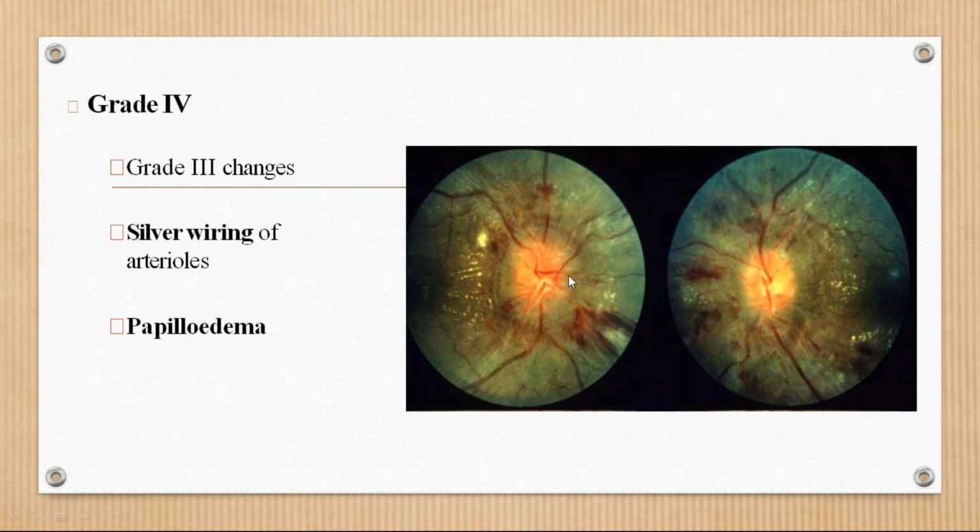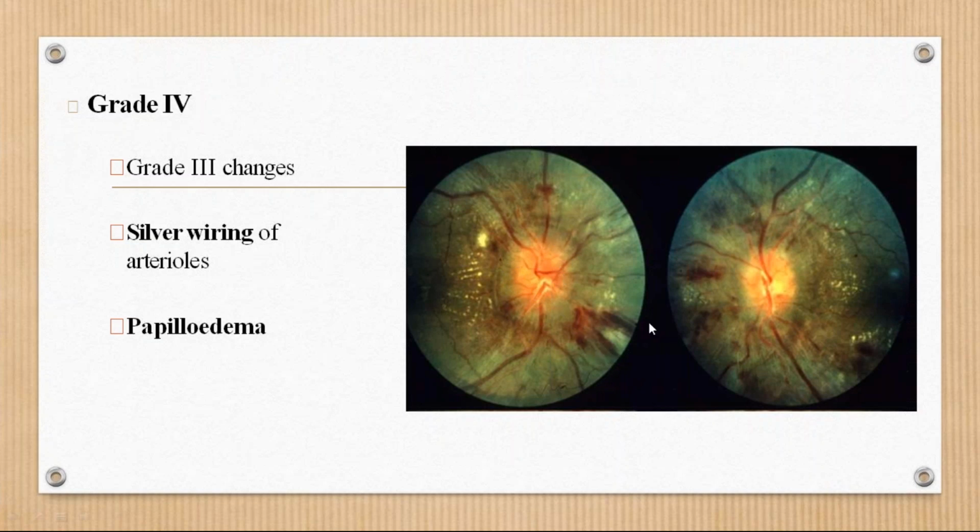So features of grade 4 include features of grade 3. Along with that, instead of copper wiring, you will have silver wiring. Along with that, you will have papilledema. You can see the disc margins are blurred here, and the disc is hyperemic. There is obliteration of the cup, there are no cup-disc differences.